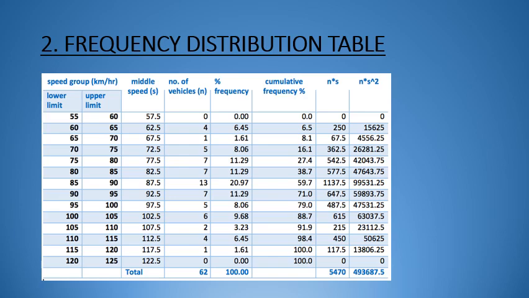Then finding the cumulative frequency is just basically adding the frequency of the table row by row, and it sums up to 100%. Then n times s is just the middle speed multiplied by the number of vehicles. And moving on to the last column is n times s squared, which is the number of vehicles multiplied by the middle speed squared.